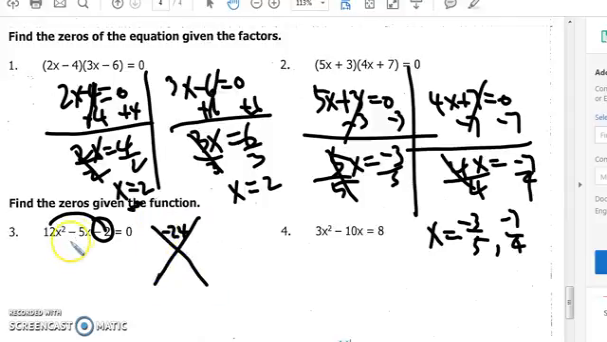Use the X method. You have negative 5, put it here. And then you're going to pick two numbers you can multiply to get negative 24, but when you add, you get negative 5. So that one is negative 8, positive 3. So I'm going to expand this: 12x squared minus 8x plus 3x minus 2. And then I'm going to set that equal to 0, and I'm going to find x later on.